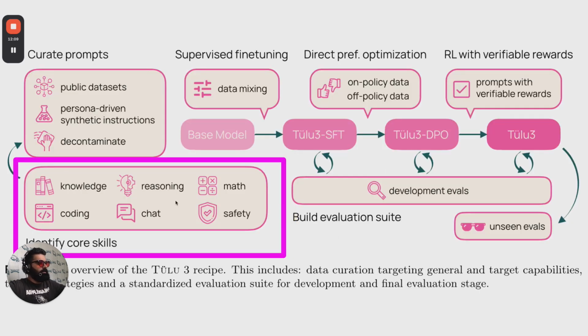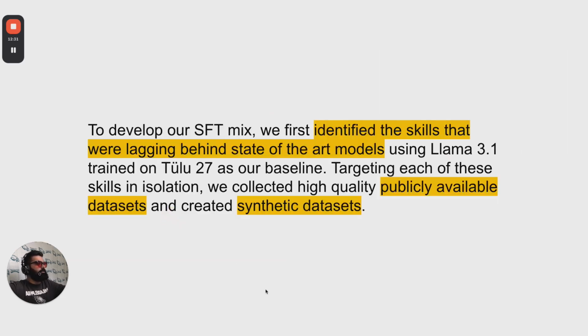So we're going to start by talking about how they identified the core skills. What they did is they started with the Llama 3.1 model, trained it on the Tulu 2 data mix, measured the performance, and looked at where it was lacking when compared to open source models and closed models, and that's how they identified these core skills. So we identified the skills that were lagging behind state-of-the-art models using Llama 3.1 trained on Tulu 2 as our baseline. Targeting each of these skills in isolation, we collected high-quality, publicly available datasets and created synthetic datasets.